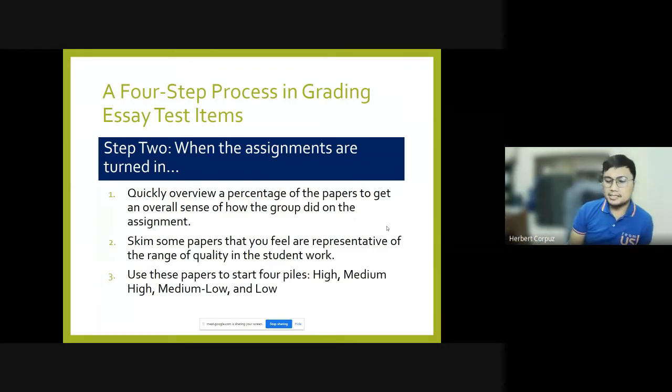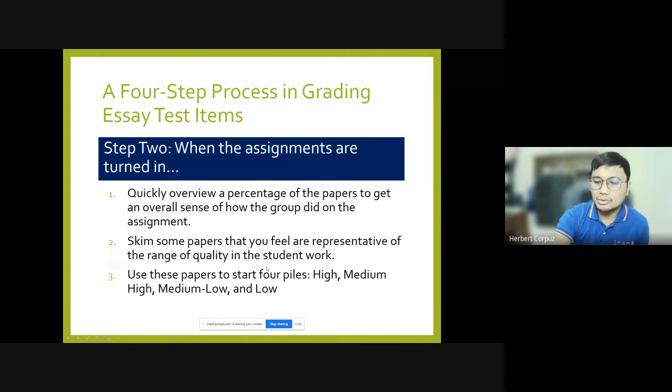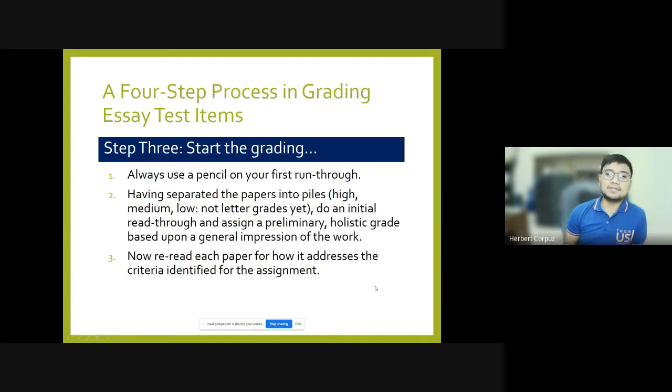Ano ibig sabihin ng skimming? Ipasadahan mo lang ang pagbasa. Ngayon, after that, you use the sample papers which you have drawn from the group, tapos i-identify mo sila, you categorize them into 4: high kapag maganda yung sagot, medium high, medium low, and low. So, 4 types. Dito papasok yung norm reference kasi kukumpara mo yung mga performance nila, yung mga responses ng bawat isa. Step 2. Step 3, start the grading.